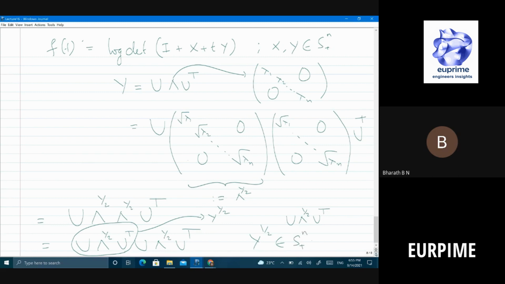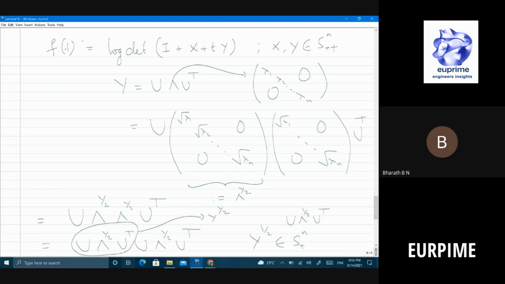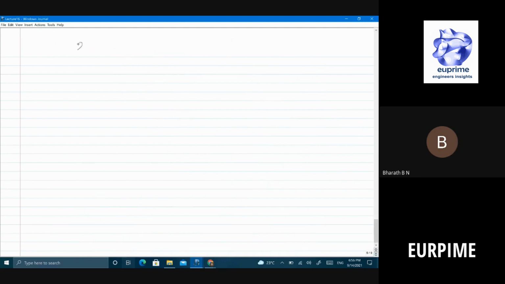Okay. Now with this, let's do something. I think we need plus plus, because we are going to take the inverse. Now I'll do one thing. F of t is log det of identity plus X plus tY. I'll write it as Y power half, Y power half. I can write this, right? You agree with this?